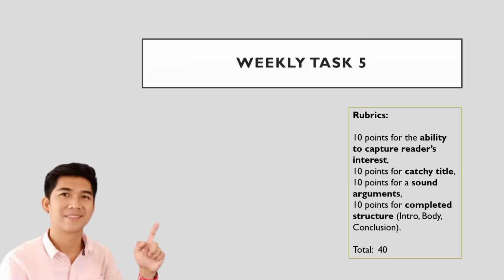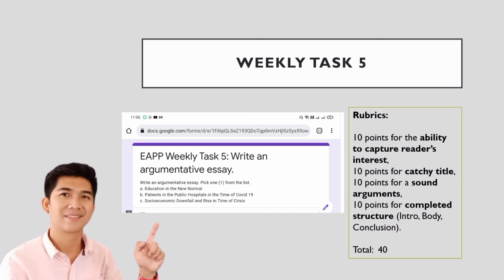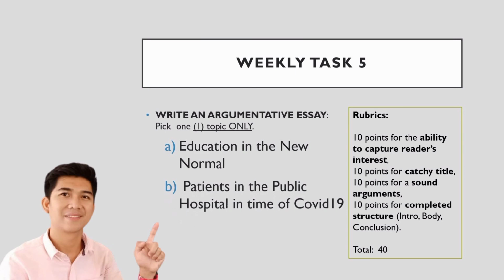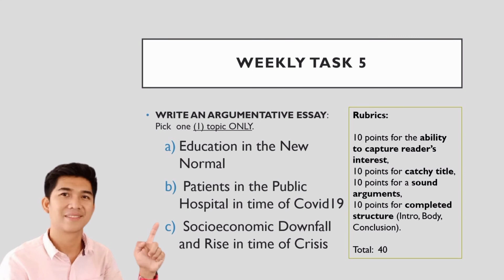At this moment, please review the discussion part of this video lesson and analyze the examples to perform the weekly task 5. Please be reminded that the link of the weekly task is in the description of this uploaded video lesson, where you are tasked to write an argumentative essay. Pick one topic only from the list: education in the new normal, patients in the public hospital in time of COVID-19, socioeconomic downfall and rise in time of crisis.